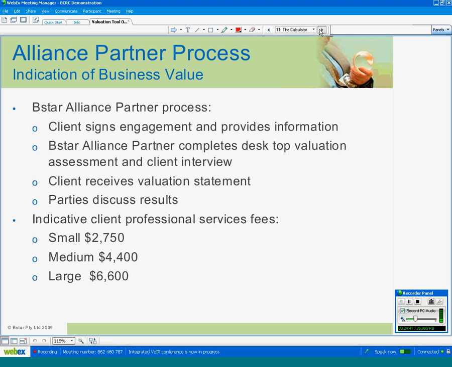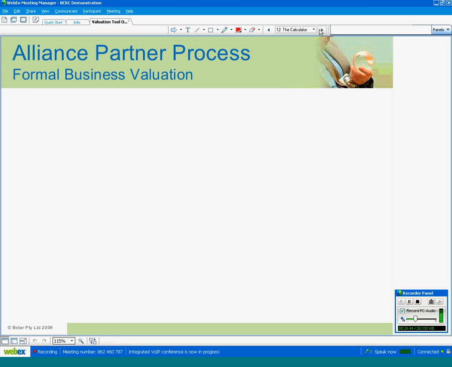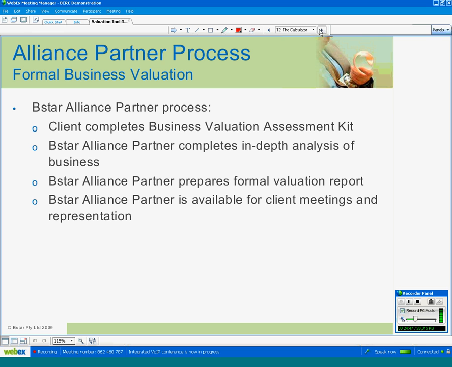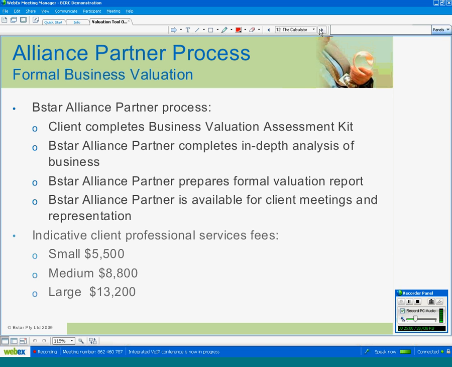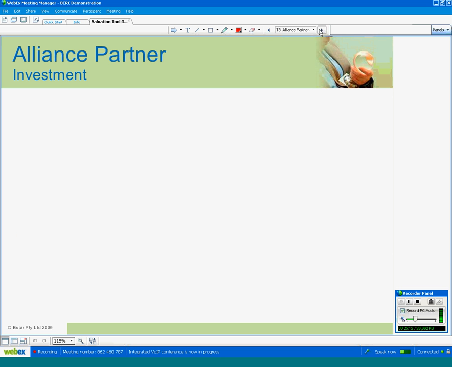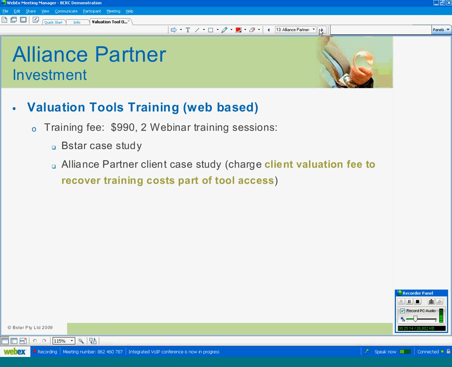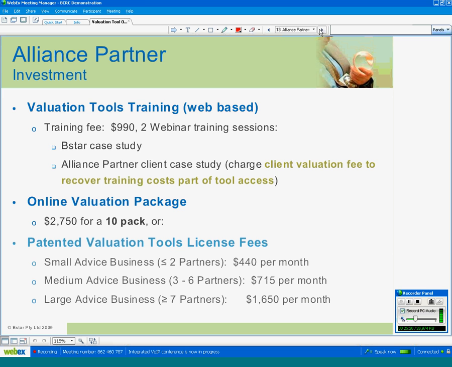For clients wanting a more formal valuation, an in-depth analysis of the business is required. The formal valuation process includes an assessment of business value and the preparation of a comprehensive valuation report and engagement and meetings. This service is offered to clients requiring usually a valuation for court purposes. Typically, this would include disputes and relationship breakdowns. Professional advisors wanting to access the tool need to make an investment in training and pay a package or monthly license fee to access the tools.